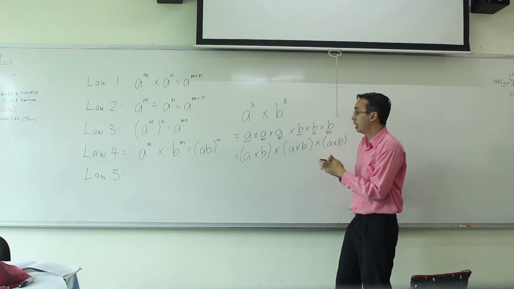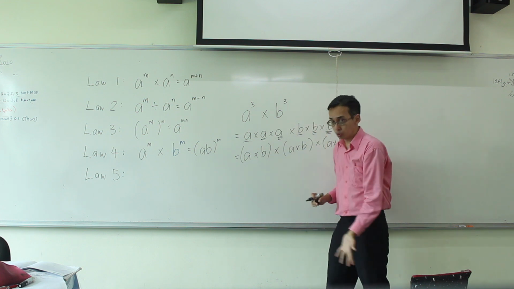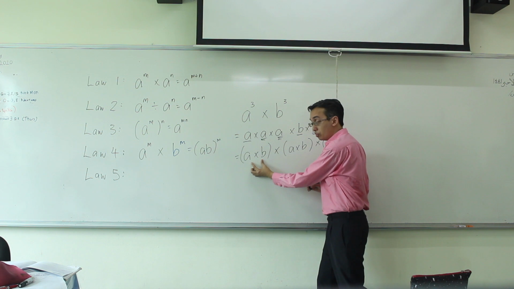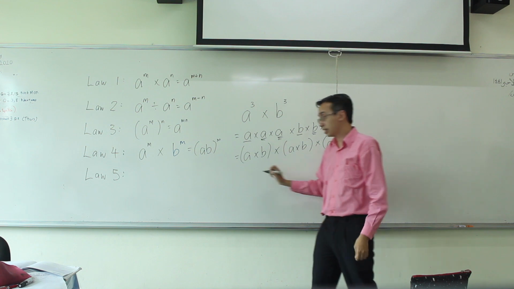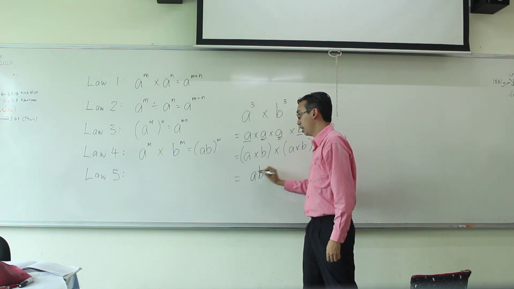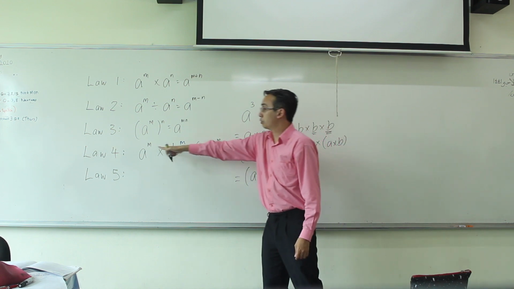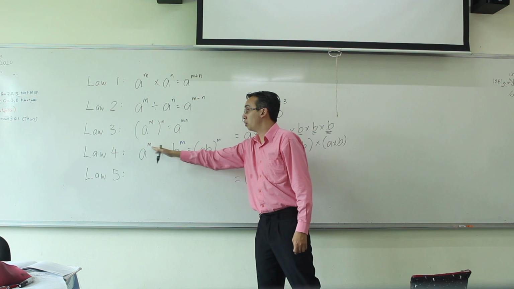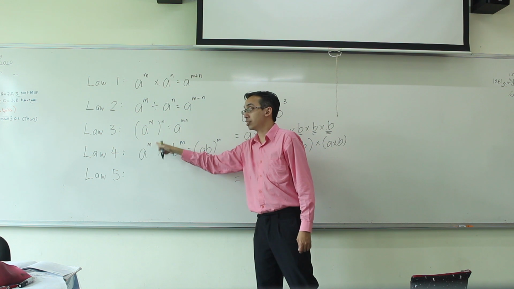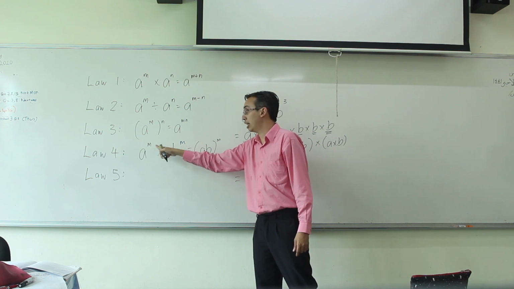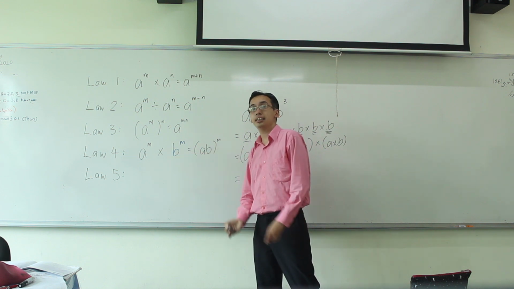multiply them again. So if A times A times A is A cubed, B times B times B is B cubed. So when we multiply AB times AB times AB, it is AB cubed. If you compare, A cubed times B cubed is AB cubed. So if A to the power of M, because the 3 can be any number, times B to the power of M is AB to the power of M, and that is law 4.